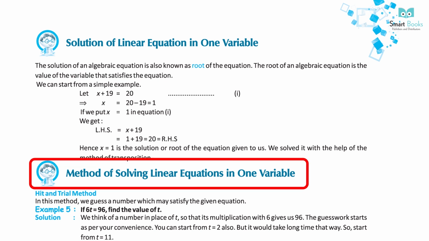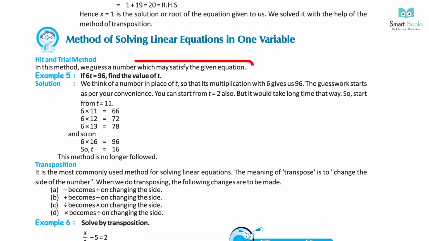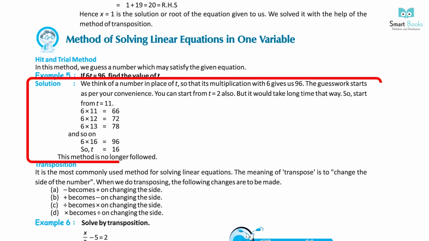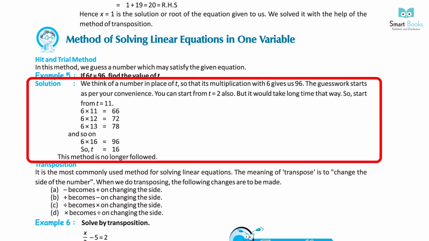Methods of solving a linear equation in one variable. Hit and trial method. In this method, we guess a number which may satisfy the given equation. Example 5. If 6t is equal to 96, find the value of t. Solution. We think of a number in place of t so that its multiplication with 6 gives us 96. The guesswork starts as per your convenience.